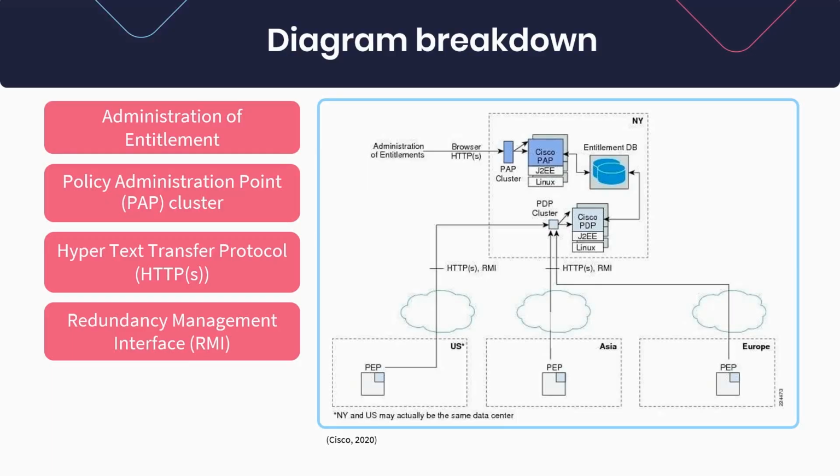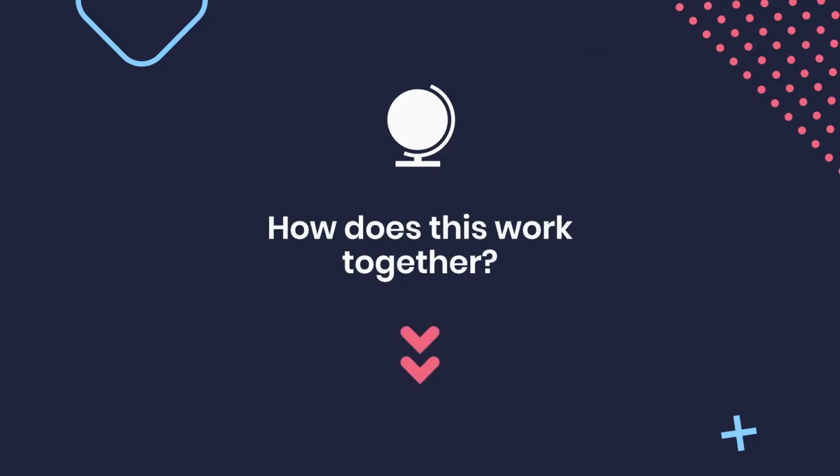The RMI manages the Hot Standby Router Protocol, HSRP, that is used to create virtual IP to ensure redundancy in the case of a network failure. So how does this all work together to satisfy the needs of our case study company?